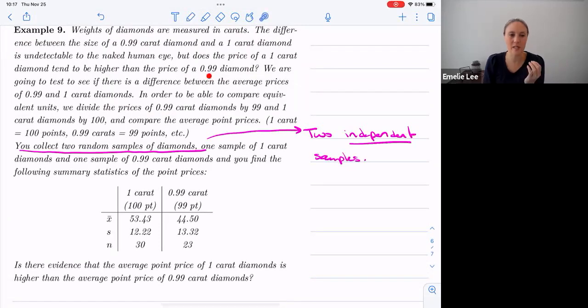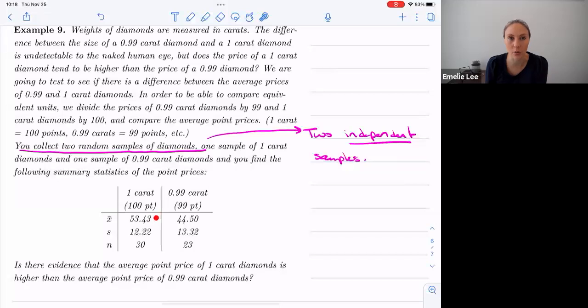Okay, and there is some conversion here, just so we don't have to talk about these tiny decimal places. We've converted to a point difference. So that's kind of a sneaky trick that we can use sometimes. But really it doesn't matter. A 1 carat diamond is worth 100 points, we're calling it, and a 0.99 carat diamond is worth 99 points. Okay, and so that just makes it a little bit easier to think about, because then we're talking about the point price.